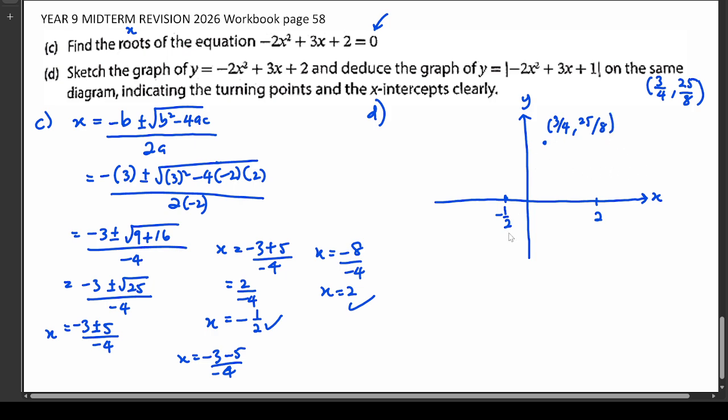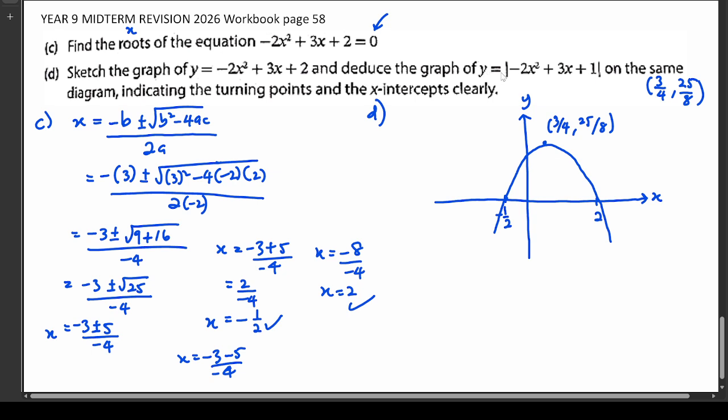So this is the maximum point, and we know it's a sad face because it's a negative a, right? So you draw your graph, right? So it's going to be like this, then it's going to turn down like this, right?